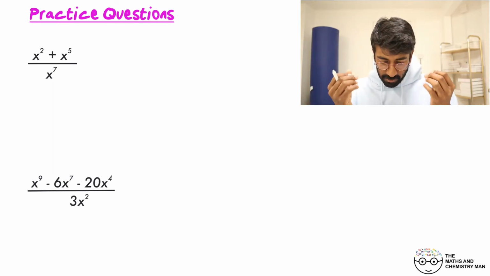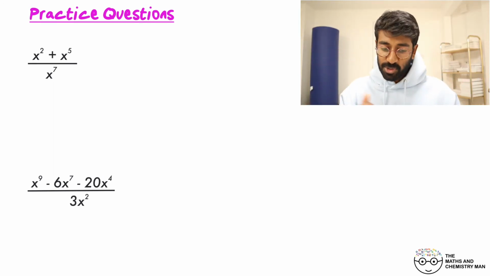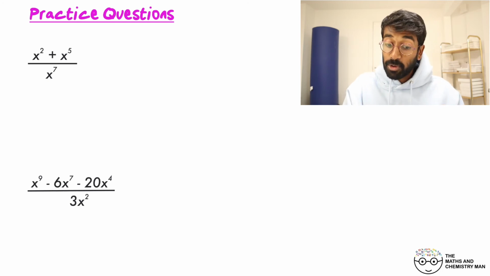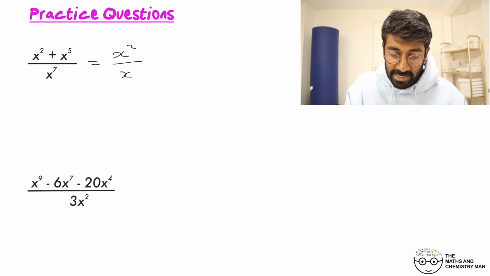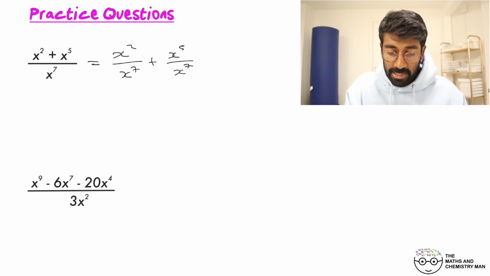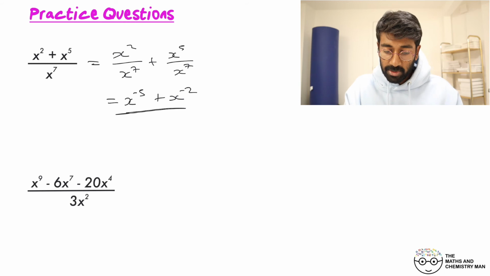Righto, it is solution time. So the first one, hopefully you've broken that up into 2 fractions. So you got x squared over x to the 7 plus x to the 5 over x to the 7. And now if you're taking these powers away, we're going to have x to the minus 5 there plus x to the minus 2. So that would have been the first one done.